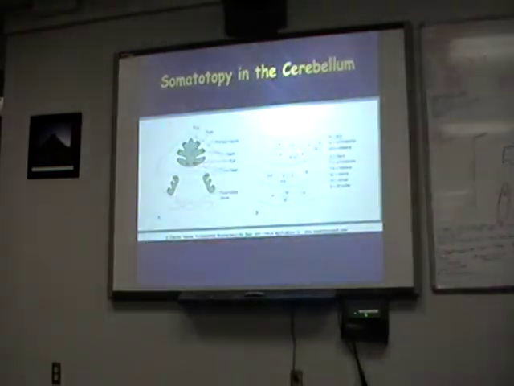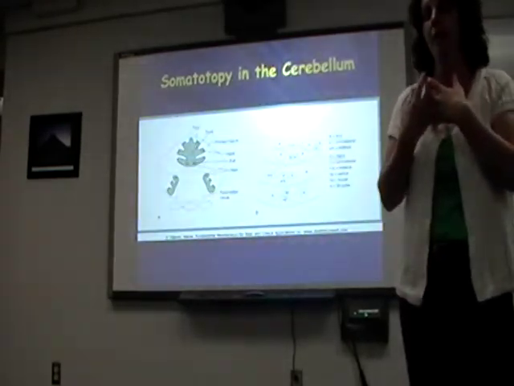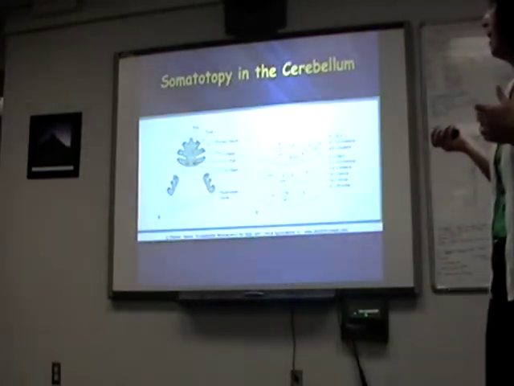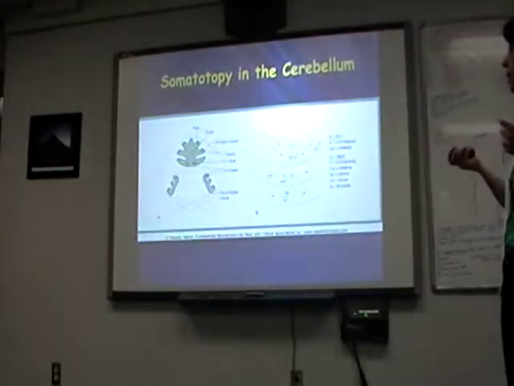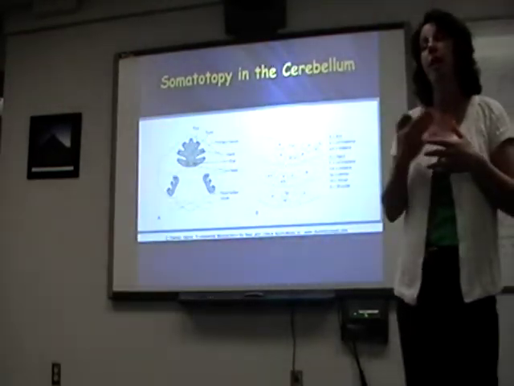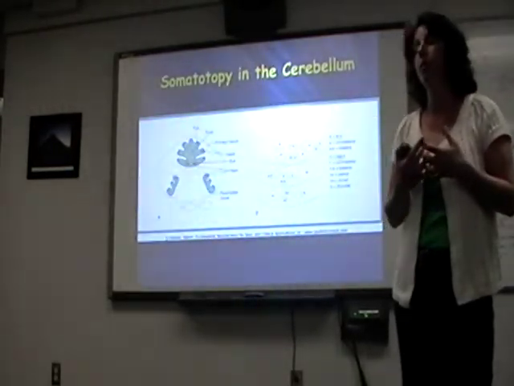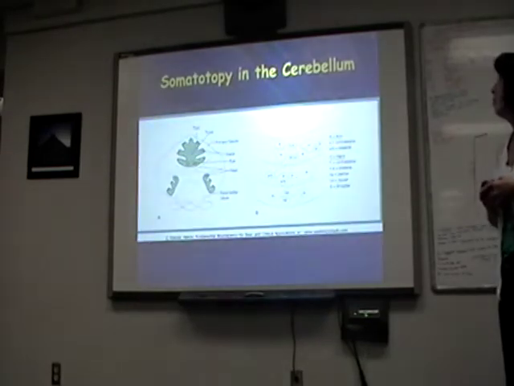I'm not going to ask you to remember the somatotopy of the cerebellum, except to know that there is somatotopy. So there is a foot region, a trunk region, a hand region, an eye region, so that you can have a cerebellar lesion that affects one part of the body more than another. So there is somatotopic organization within the cerebellum.